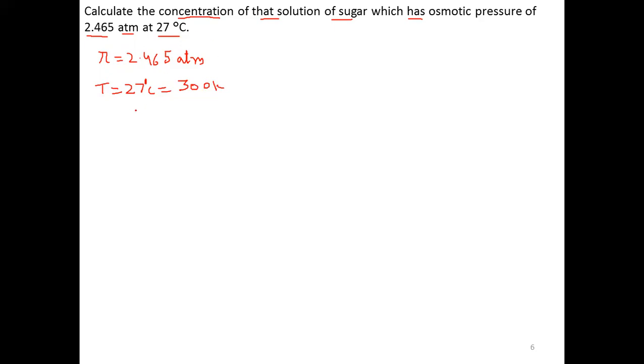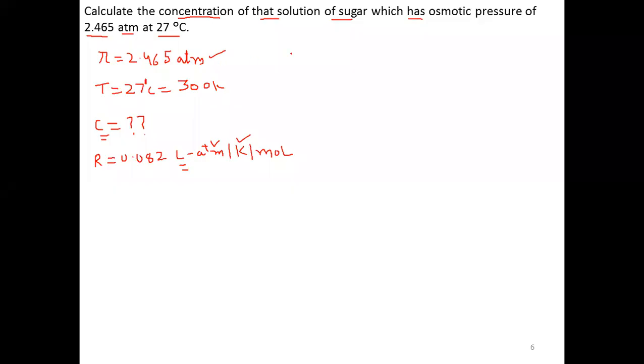So we are given just these two things. Concentration we have to calculate. Suppose it is C. R is equal to 0.082 liter atmosphere per Kelvin per mole. Now let us see the data. Pressure is in atmosphere, okay. Temperature is in Kelvin, okay. Concentration we have to calculate, it is mole per liter, so it is in liter. So that is okay.